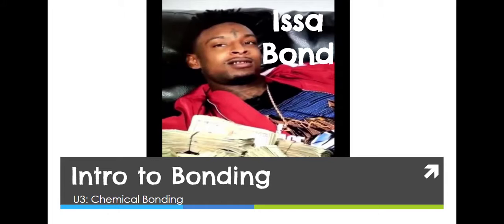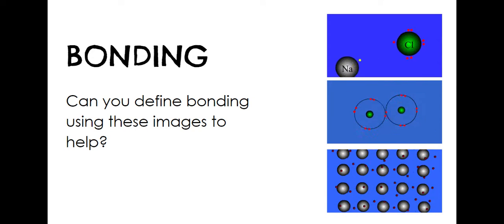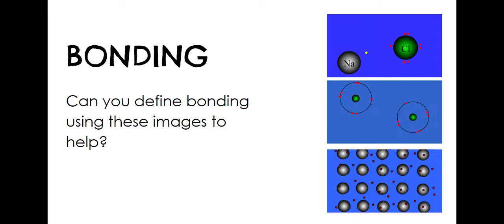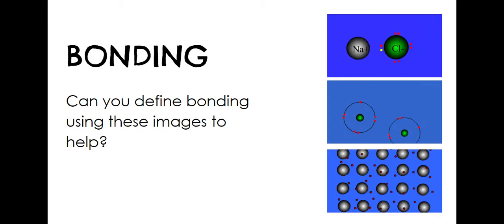So, to get started, we are going to have just a quick introduction to the concept of bonding as well as the types of bonding that exist. Okay, so we have three different gifts over on the right hand side of the screen right now. These three different gifts represent bonding. Just looking at these images, do you think that you would be able to define bonding to someone who maybe has no idea?